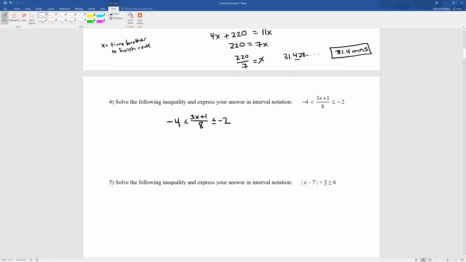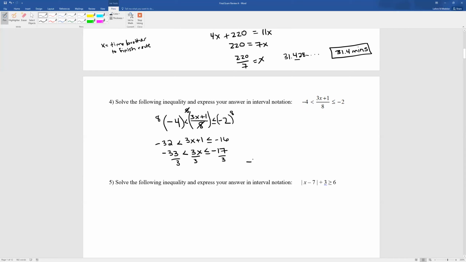So I'm going to copy it down. It's -4 less than 3x plus 1 all over 8 less than or equal to -2. I want to get x in the middle by itself, so I'm going to multiply all 3 parts, because essentially it's like 3 sides, by 8. That's going to be -32 less than 3x plus 1, since the 8 would cancel in the middle, less than or equal to -16. To get x by itself, next I would subtract 1 from all 3 parts. So that's going to be -33 less than 3x less than or equal to -17. And then we're going to divide everything by 3.